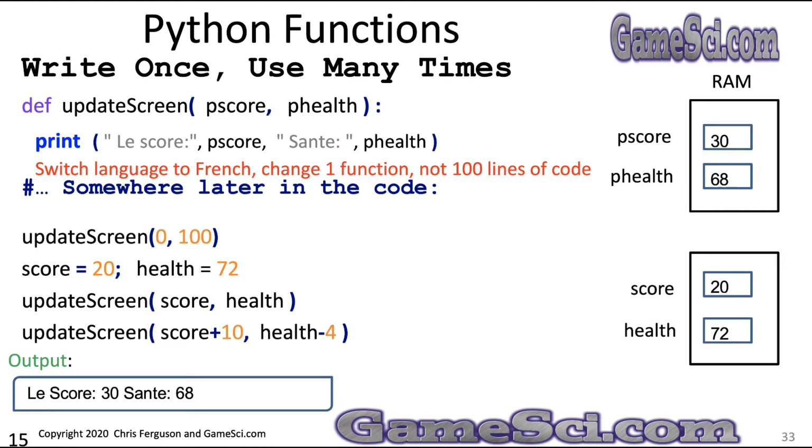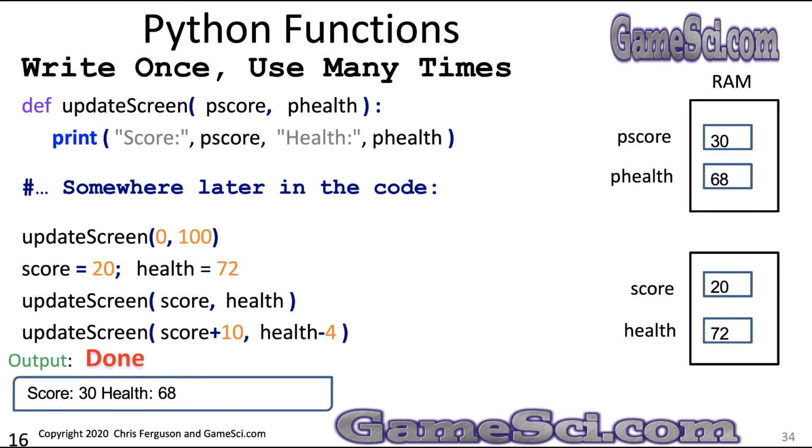If I had printed the word health and score from 100 different places in my program, to change the language I'd have to go change those 100 different places. By isolating my screen updates to a small set of functions, it's easy to change the language on the screen. There's our second example of writing a function, and hopefully you'll take this to heart that it's good programming practice to break your code up into a set of small functions rather than trying to jam a bunch of code into one big giant function.